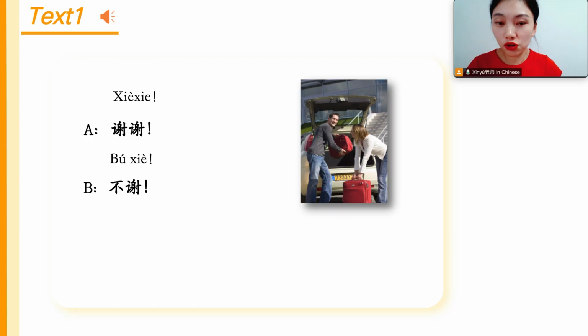Let's look at the picture. We see a boy helping a girl put her luggage into the car. The girl says 谢谢 to the boy, and the boy replies 不谢, you are welcome.